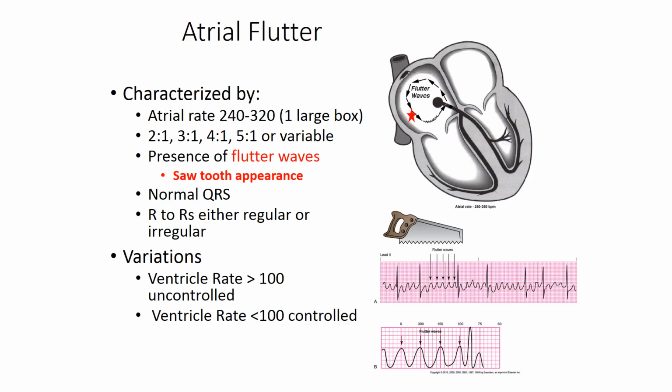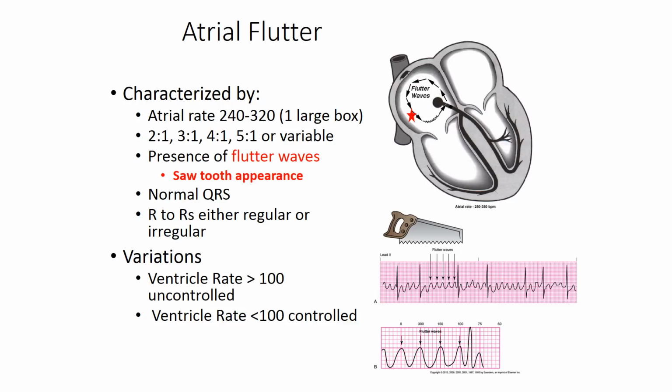Now, depending on how well the AV node can slow down those F waves, we'll see different ratios. So sometimes 2 F waves will lead to 1 QRS. Sometimes we'll have 4 or 5 F waves to 1 QRS. And sometimes it's going to vary. So you'll have 2 to 1 one second, and then 4 to 1 the next.